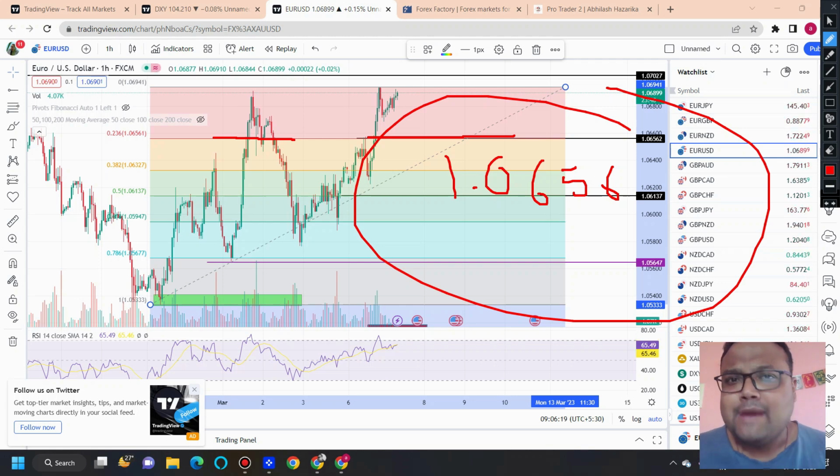So this is my analysis. I can be wrong as well. Please do not gamble with your hard-earned money. Do your own analysis, research, and follow proper risk management.